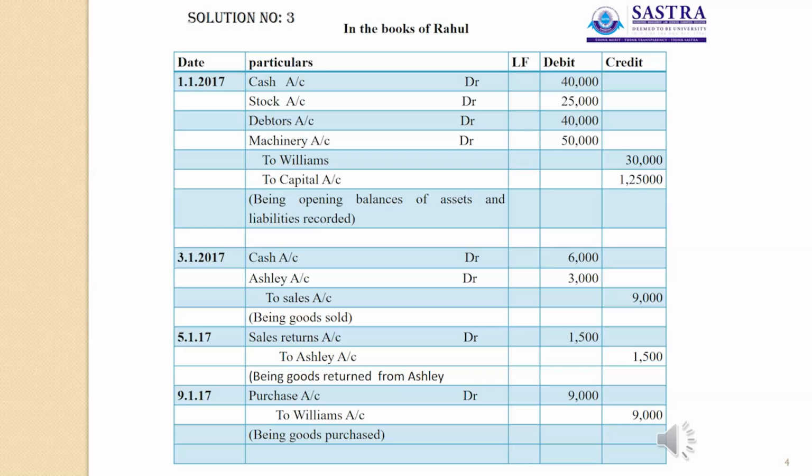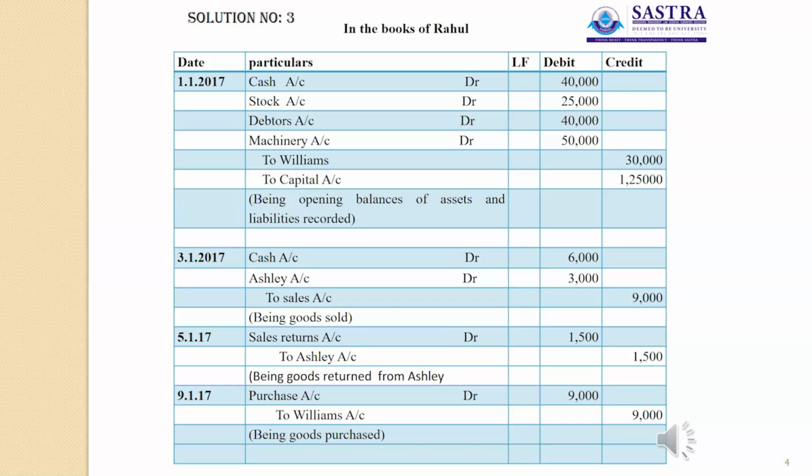So 1st January 2017, opening balances of assets and liabilities. What are the opening balances of assets and liabilities? Assets and liabilities are given. The assets given here are cash account, stock account, debtors account and machinery account. The liabilities are the creditors like Williams, so creditors was given rupees 30,000.